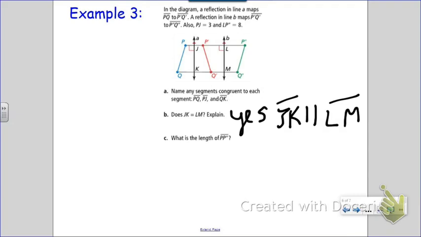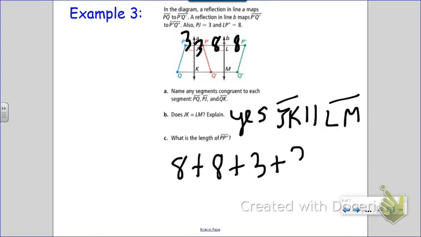What is the length from P to P double prime? So P to J is 3. L to P double prime is 8. This will also be 8 and 3. So that will give us 8 plus 8 plus 3 plus 3 equals 22.